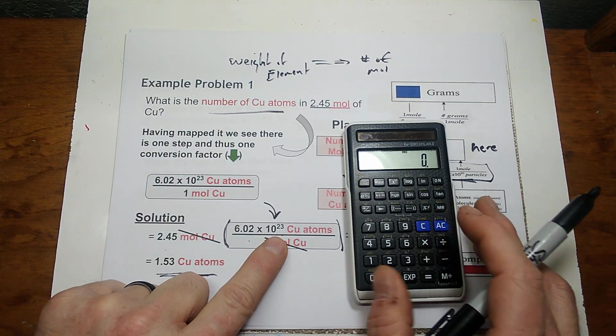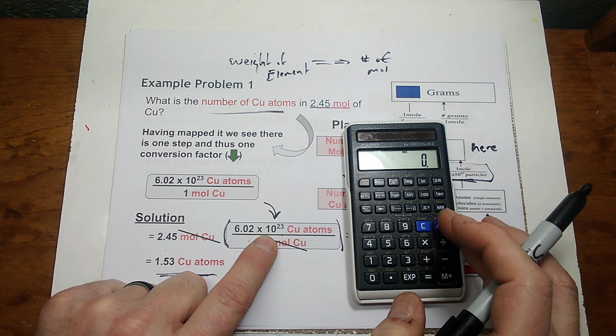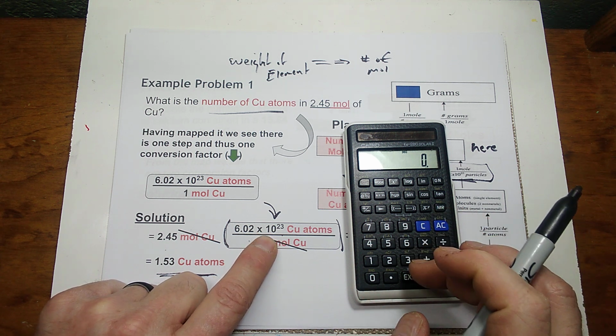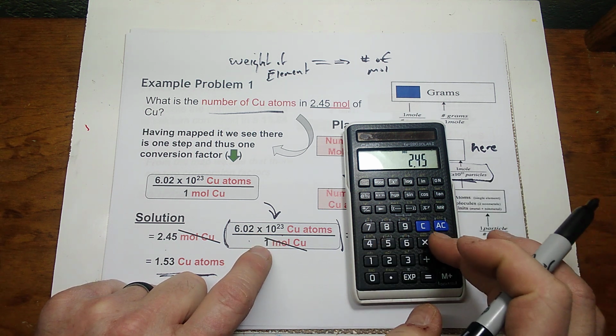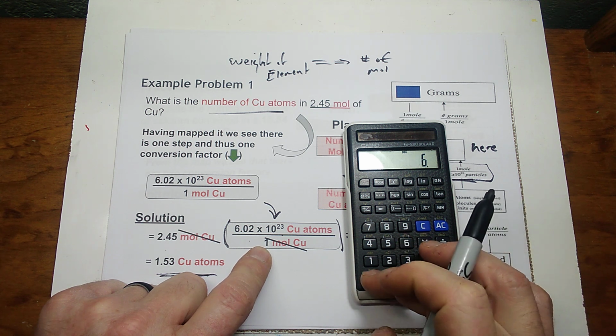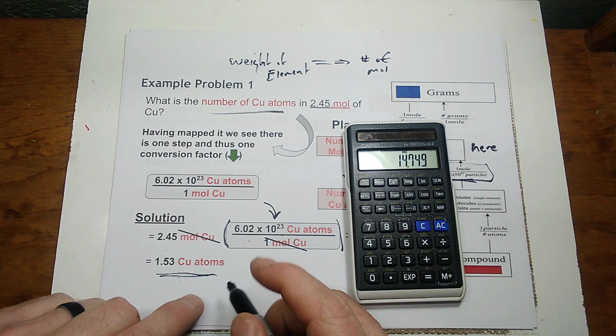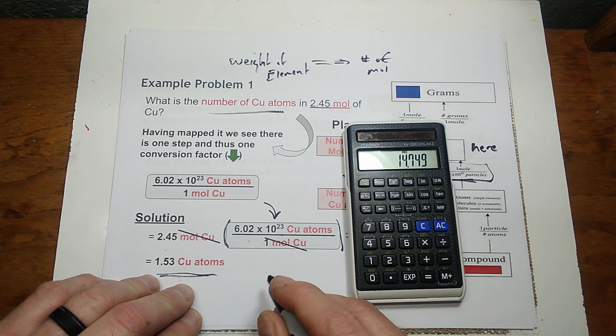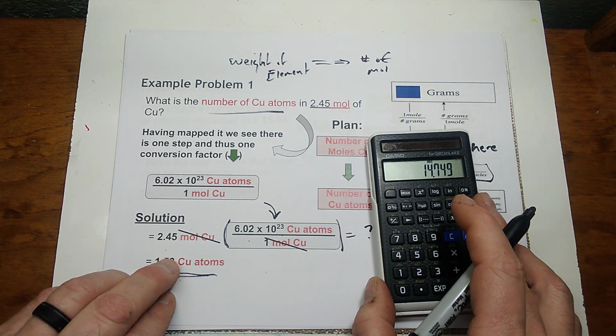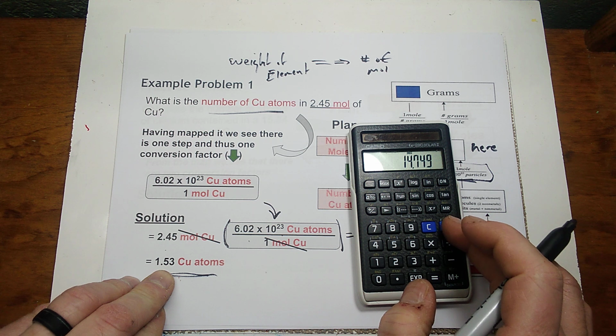Sometimes students don't know how to deal with this number, 6.02 times 10 to the 23rd. You can just take the 2.45 times 6.02. That's going to give us... okay, so why is that not working out? I might have to change this number here. Let me try it again.